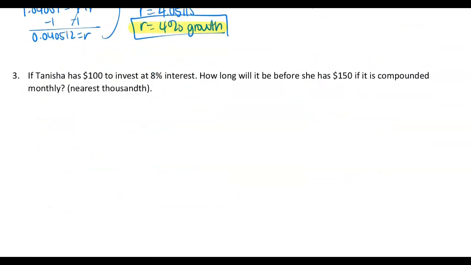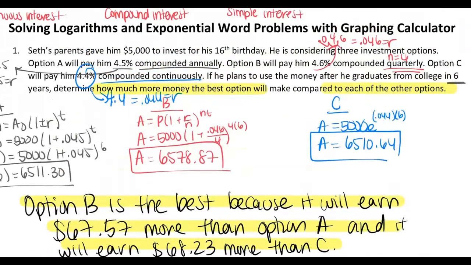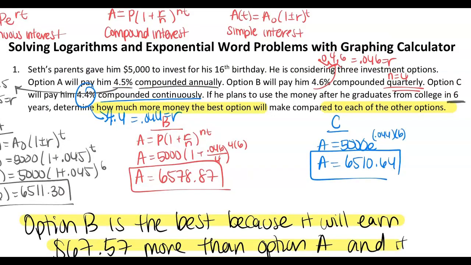All right, let's look at the next question. For this next question, it says, if Tanisha has $100 to invest at 8% interest, how long will it be before she has $150 if it is compounded monthly? Okay, so for that compounded monthly, that's a compound interest because it's happening only at a certain time each year, or certain time every year. So I'm going to use this equation here to find my answer.